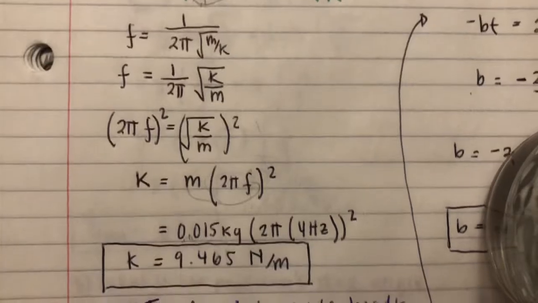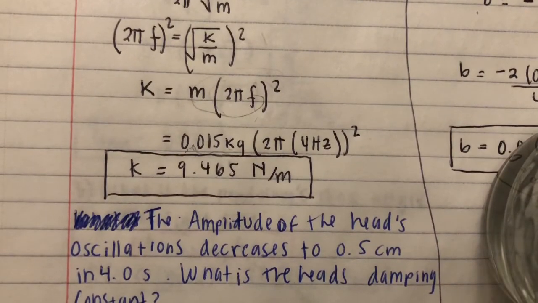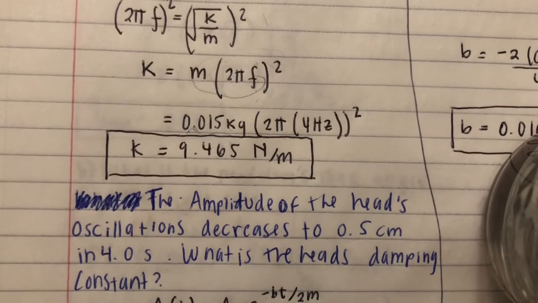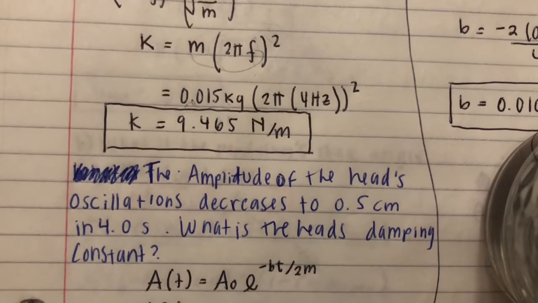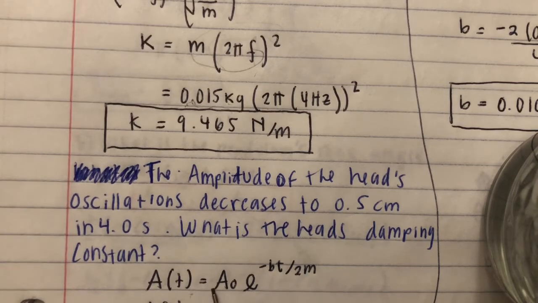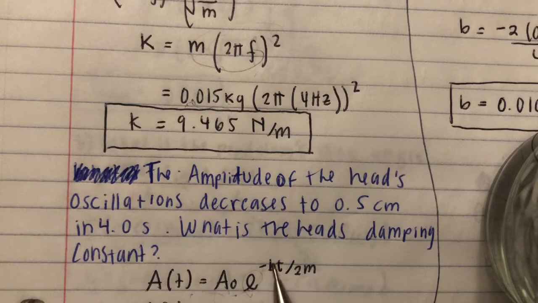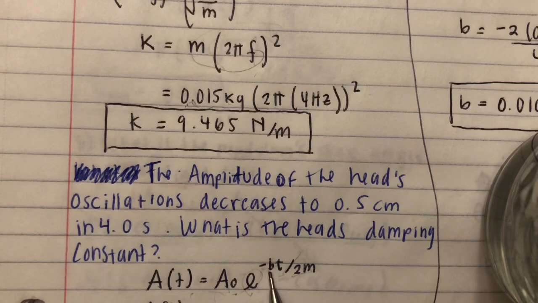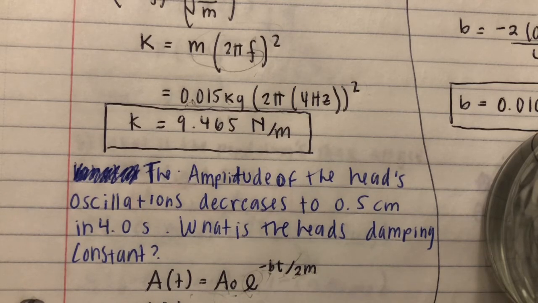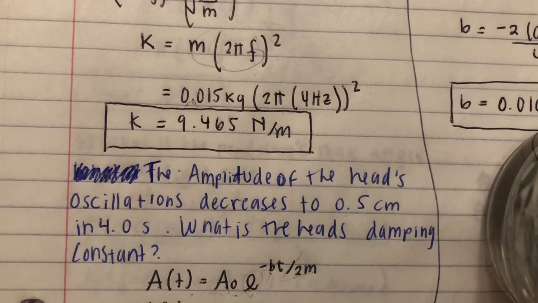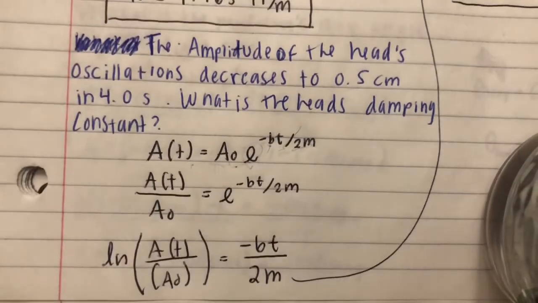Okay. Now the second part asks, the amplitude of the head's oscillations decreases to 0.5 centimeters in 4 seconds. What is the head's damping constant? So for the damping constant, I will be using this equation, which is amplitude in terms of time equals the initial amplitude times e to the negative b t divided by 2m, where m is mass, t is time, and b is the damping constant. So I'm going to solve for b. So I'll just show you guys my algebra.